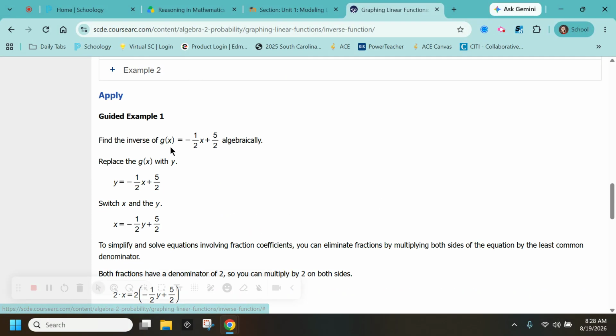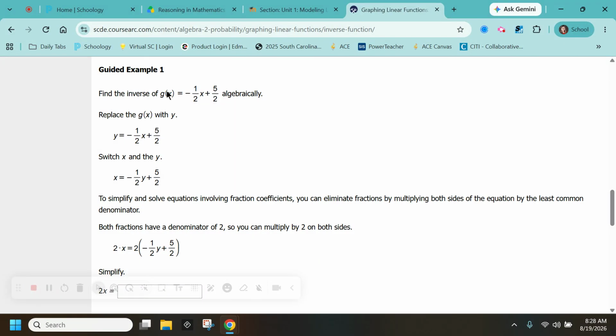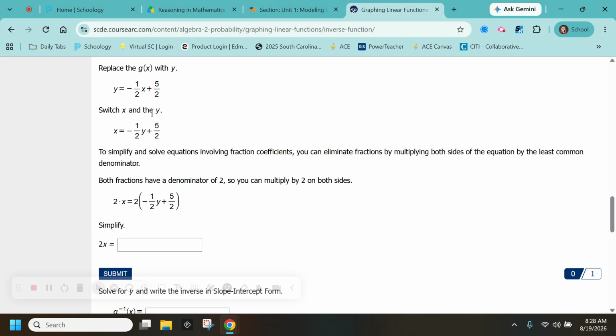We'll skip down here. So find the inverse of g of x is equal to negative 1/2 x plus 5/2 algebraically. So we're going to replace the g of x with y to start with. And then in our equation, we swap the x and y. And then we solve the equation for y.